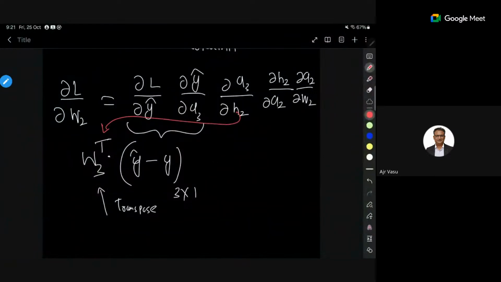Okay, we can do that. Then let's figure out this guy. What is this guy? It is sigmoid, and I'm taking the derivative with respect to input. And guess what? I have to take element-wise multiplication.